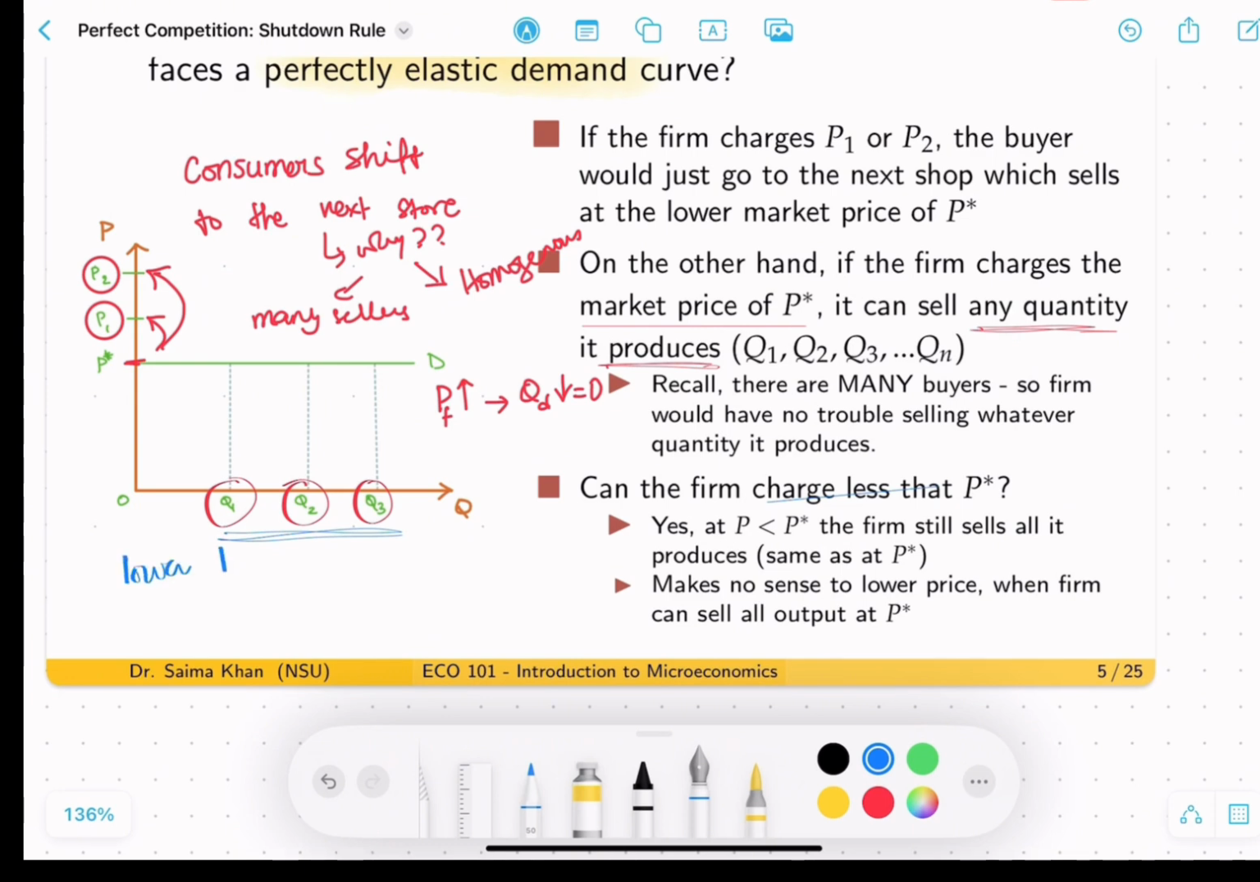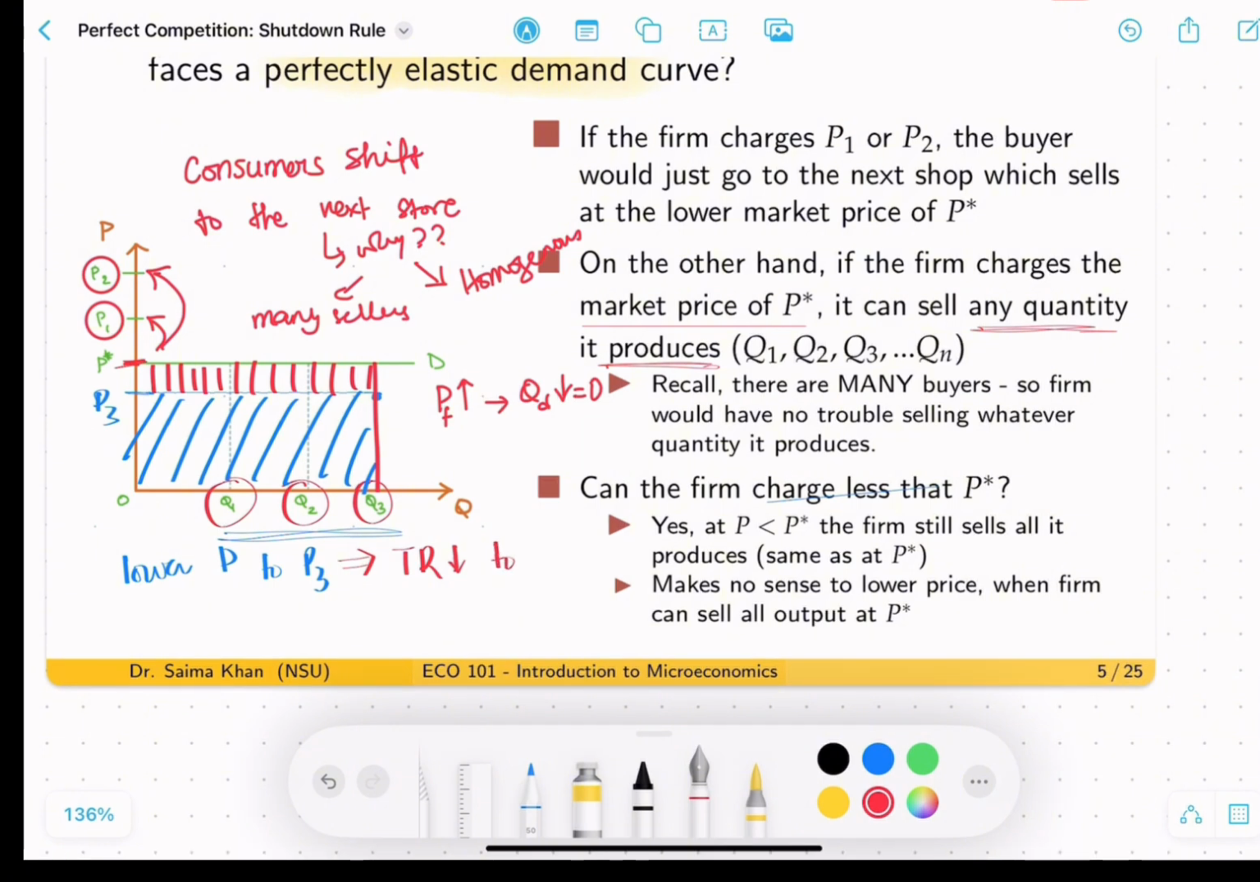Basically, if it were to lower the price, let's say to P3, and let's say the maximum capacity is that it can produce Q3 units, then at P3 its total revenue is this area, right? Whereas if it was to charge P star and still be able to sell all the items that it produces, its total revenue would be this red region plus the blue region. So if it decides to lower the price to P3, its total revenue actually falls to only the blue region. So of course, it makes no sense for this perfectly competitive firm to lower the price. That is the implication of the perfectly elastic demand curve.